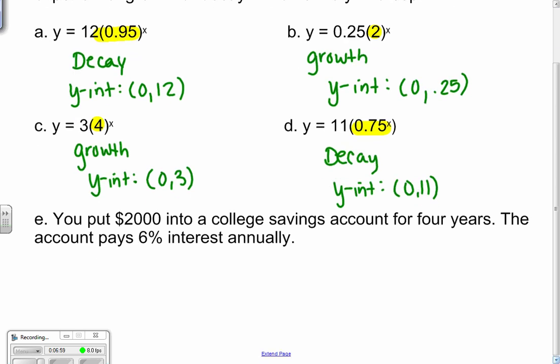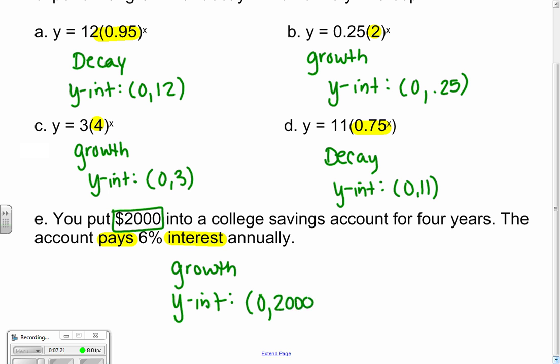Letter E, you put $2,000 into a college savings account for 4 years. The account pays interest. Pays interest means that this account is a growth. What you need to figure out for the y-intercept is where it would start. So when time is 0, where did you start? And that happens to be what you put into the account to start. So this one is 2,000.